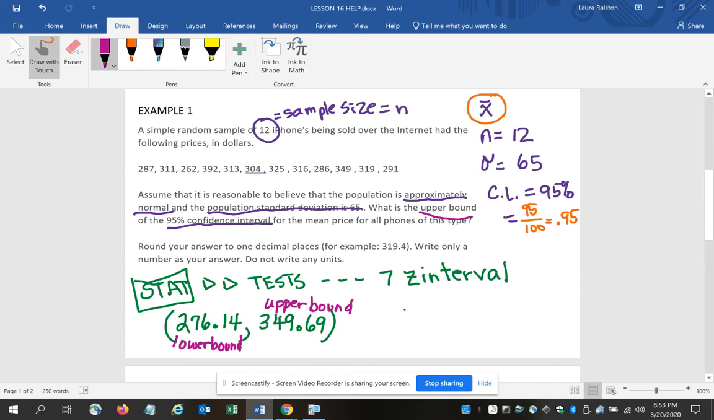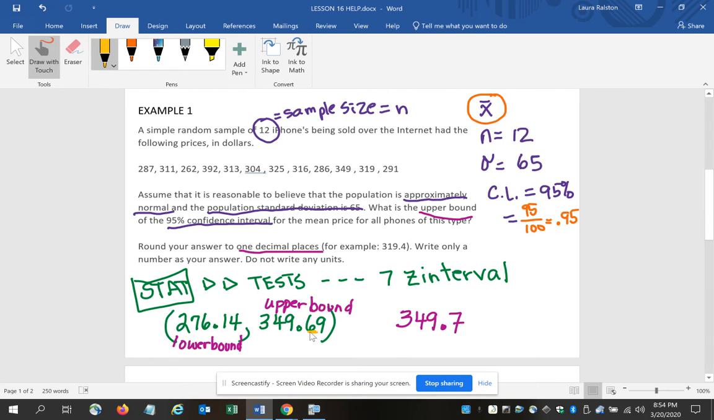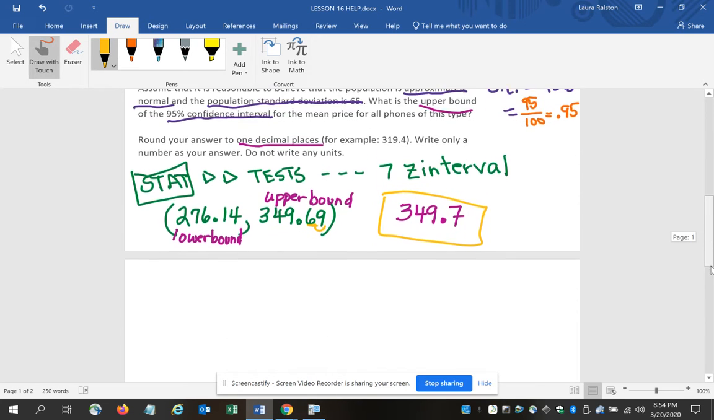So ultimately my answer, rounded to one decimal place, would be 349.7. Okay, it's 0.7 because in the first decimal place, there's a 6. Next door is a 9. The 9 will bump the 6 to a 7. So your final answer is 349.7. Okay, let's look at one more.